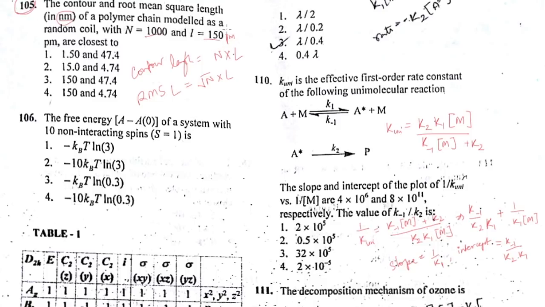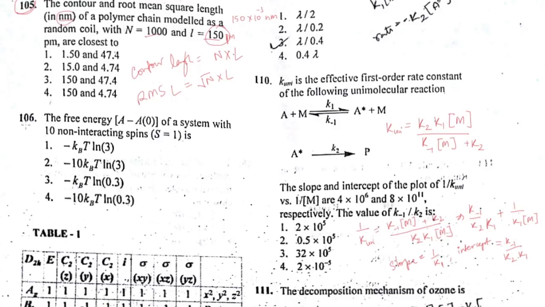Be very careful that your L should be in nanometer. So just convert: 150 picometer in nanometer will become 150 into 10 to the power minus 3 nanometer. Just put it like that and try to solve it out. I'm leaving this for you, so I'm not solving it. The next one is pretty simple, just put in this formula and you will get it.